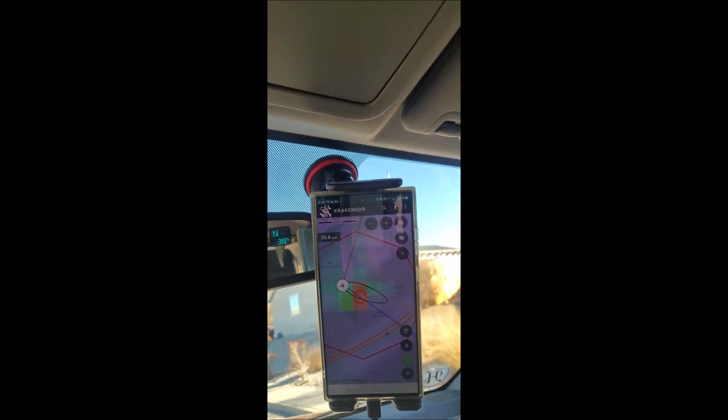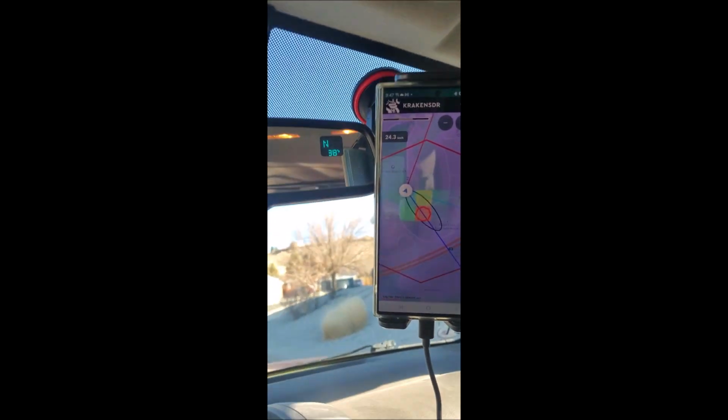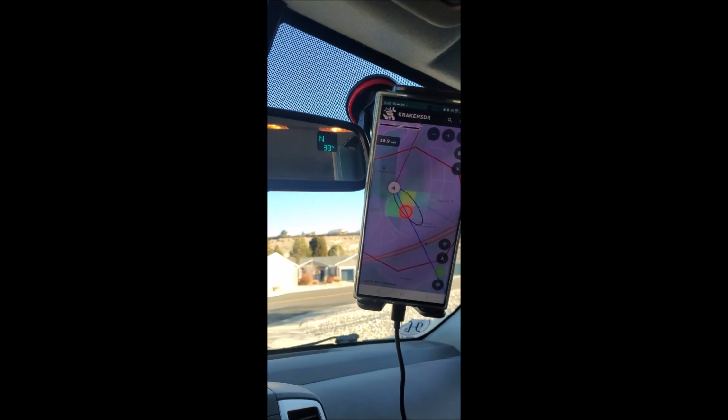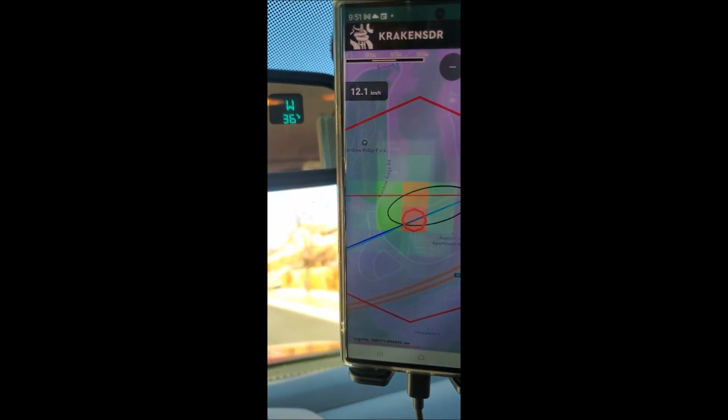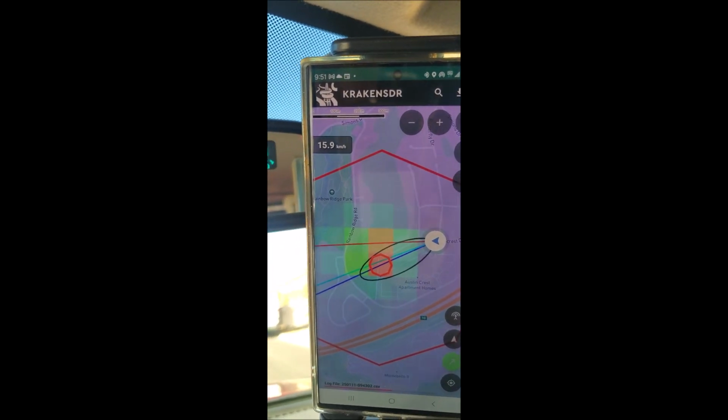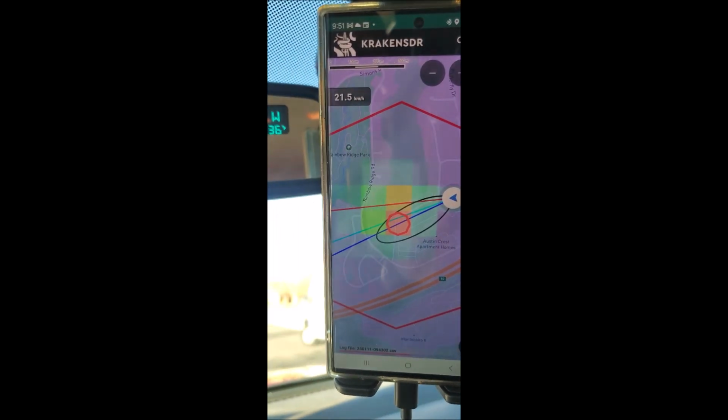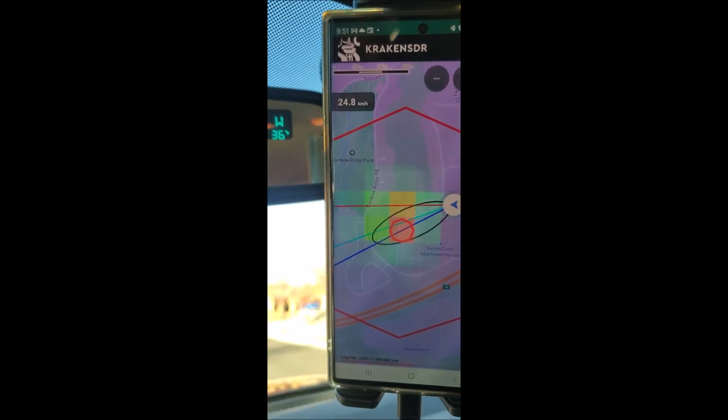Once I had everything set up, I took the Android phone back in the vehicle and started driving to locate the interference. And as you can see, the Kraken was showing the direction to the interferer. That's the ellipse. And the red square was the approximate location of where it thought the interference would be.